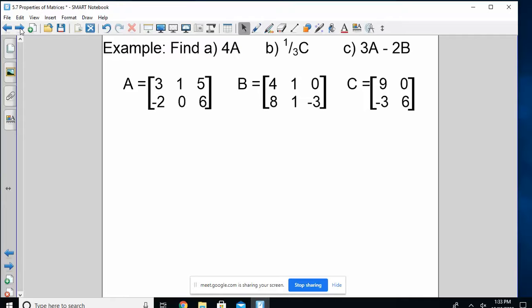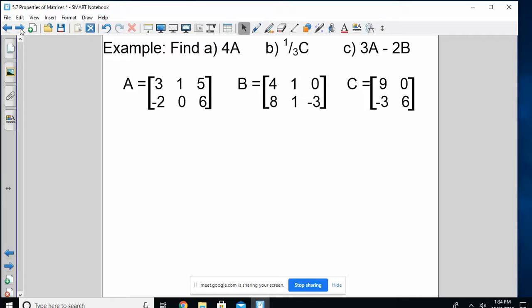3A minus 2B. That means I'm going to take the number in A times 3, subtract off 2 times the number in B. So really just like any other expression. So 3 times 3 minus 2 times 4. So we would get 9 minus 8, just 1.